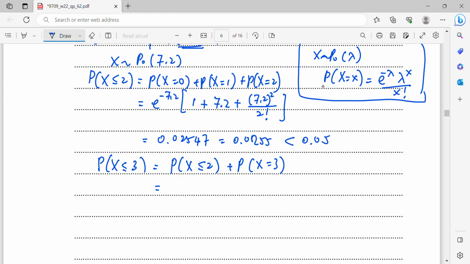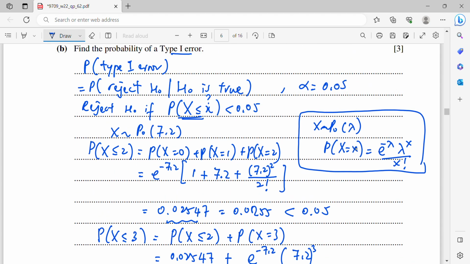Okay, then for the next calculation, I'm going to use the first value, which is 0.02547 plus P(X = 3), which is e^(-7.2) times 7.2 cubed over 3 factorial. So when you calculate this value, it's going to be 0.0719. And this 0.0719 is more than 0.05. So when it is more than 0.05, it means that we do not reject H0, because we reject H0 when the probability is less than 0.05.